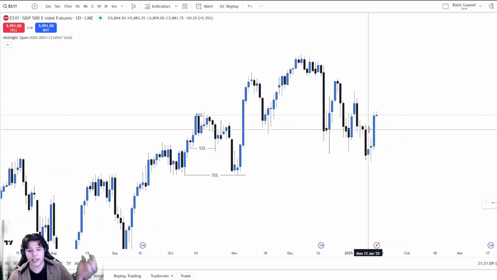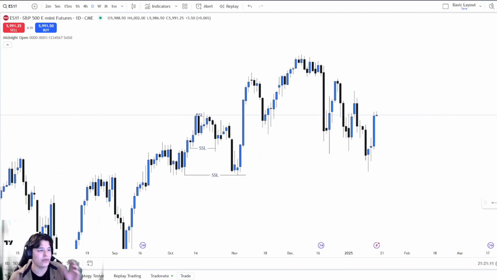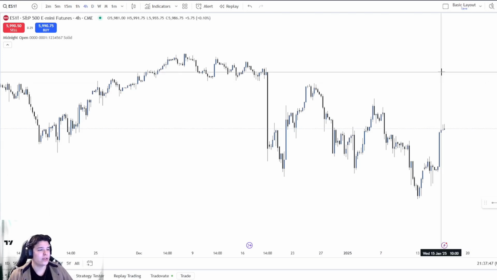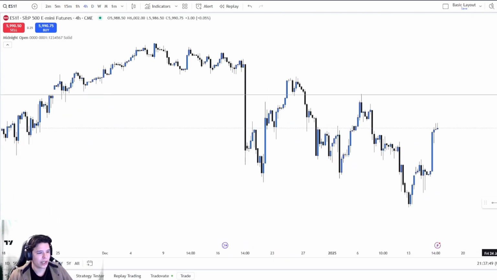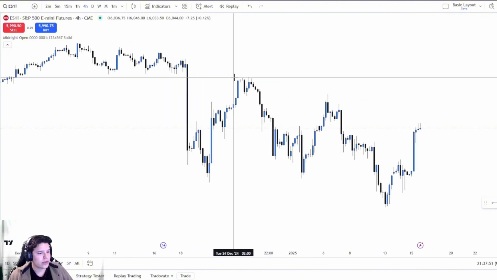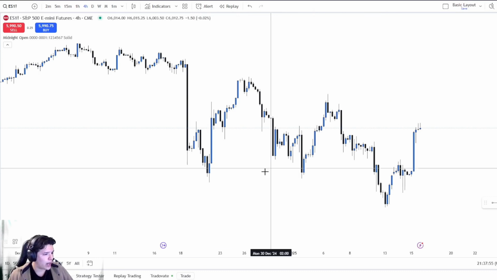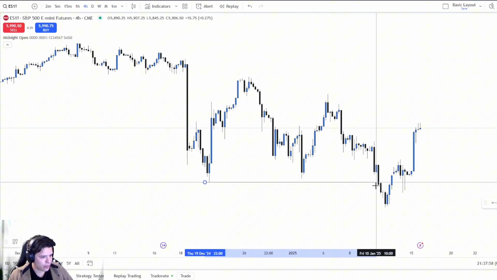Now let's go ahead and bring it down to the 4-hour and find some examples of sweeps of liquidity as well. Now on the 4-hour, we're going to continue to point out some sweeps of liquidity so you guys can really understand this concept and have no doubts about it. So I actually see we ended up sweeping this low right here with this candle.